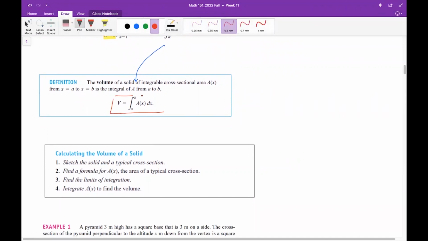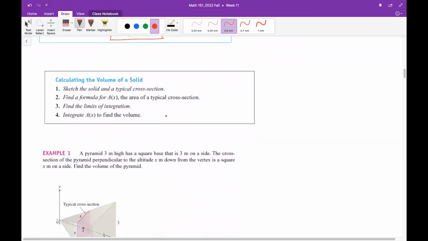Let me emphasize this part again. How do we compute the volumes? We will first sketch the solid region and choose a typical cross section. Cross section means this part. We will try to find an expression for the cross section depending on x, and then the volume is given by the definite integral of A(x) dx. So you need to determine the upper and lower bounds for your integration. Limits of integration are important, and then you will integrate this to find the volume.